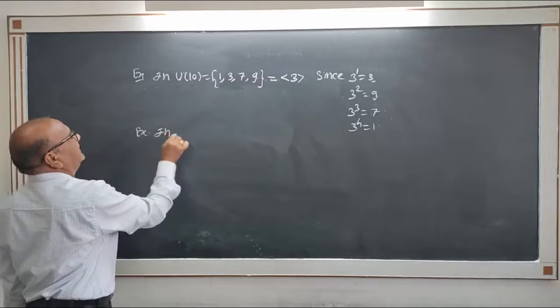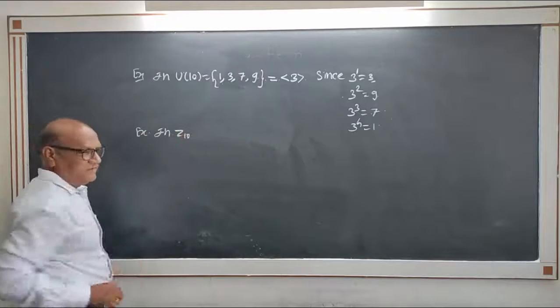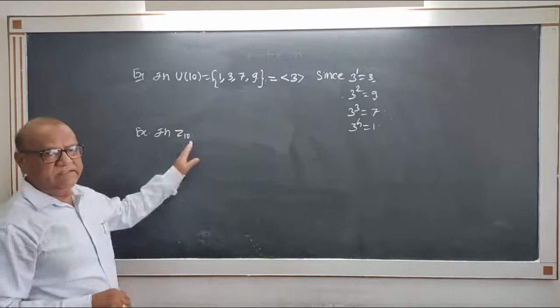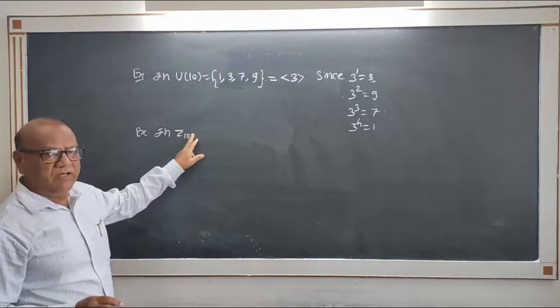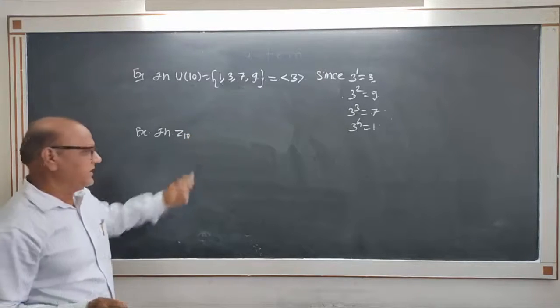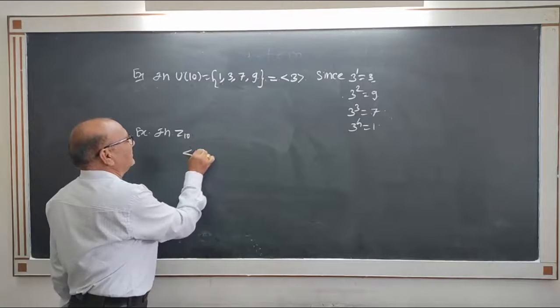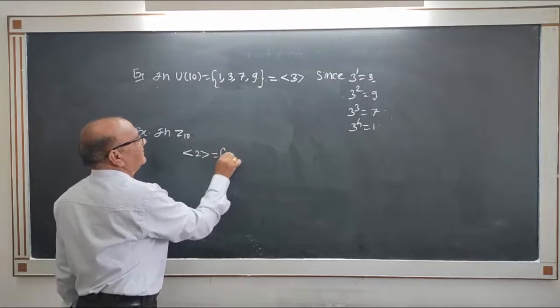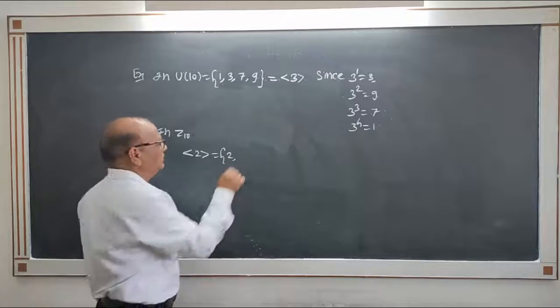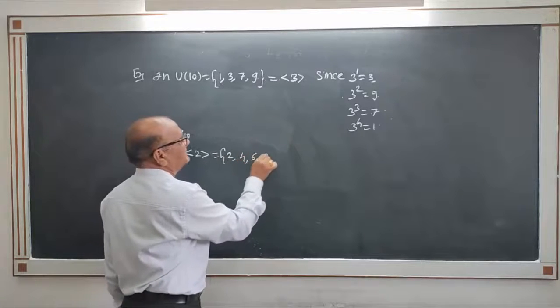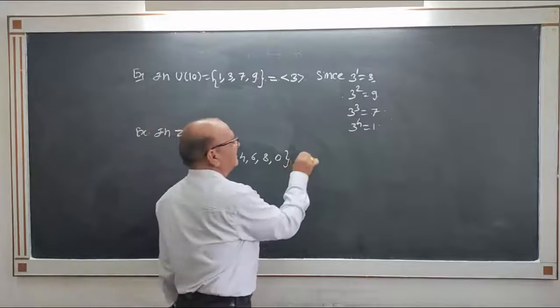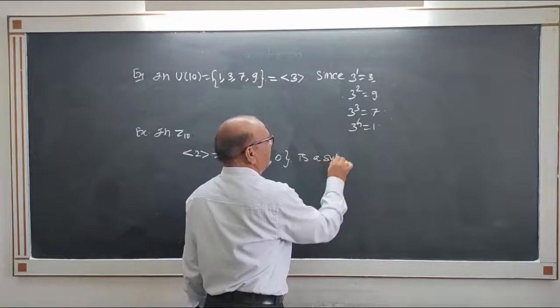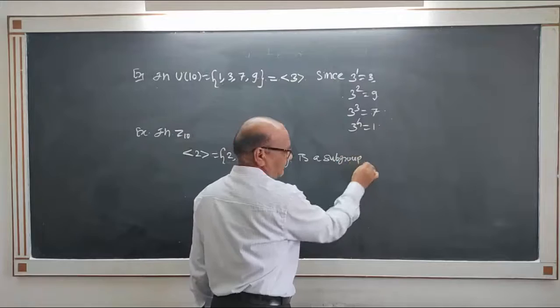Next, in Z10, the group under addition modulo 10, the set containing 2, 4, 6, 8 and 0 is a subgroup.